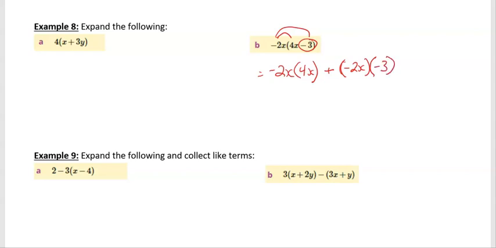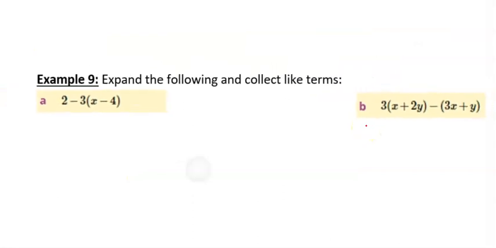So we can do each of these separately. Negative 2 times positive 4 gives us negative 8, and x times x gives us x squared. So it's not 2x, it's x times x. And to that we add negative 3 times, essentially thinking about negative 2 times negative 3 times x. So negative 2 times negative 3 is positive 6 times x, and that's how we get that one.